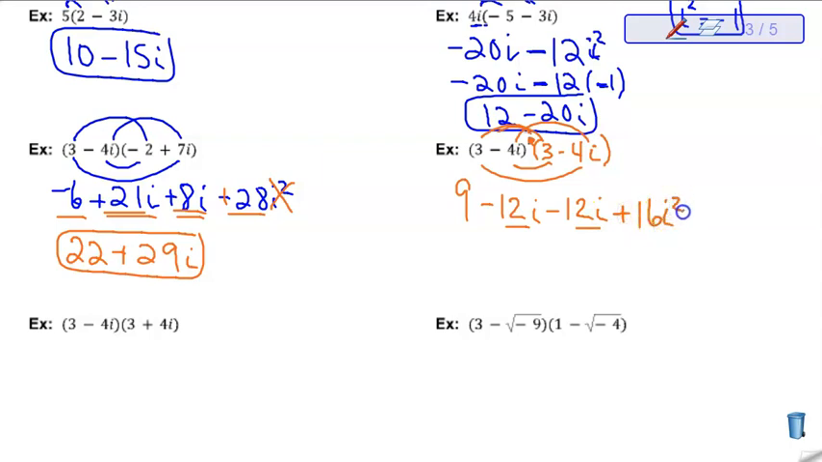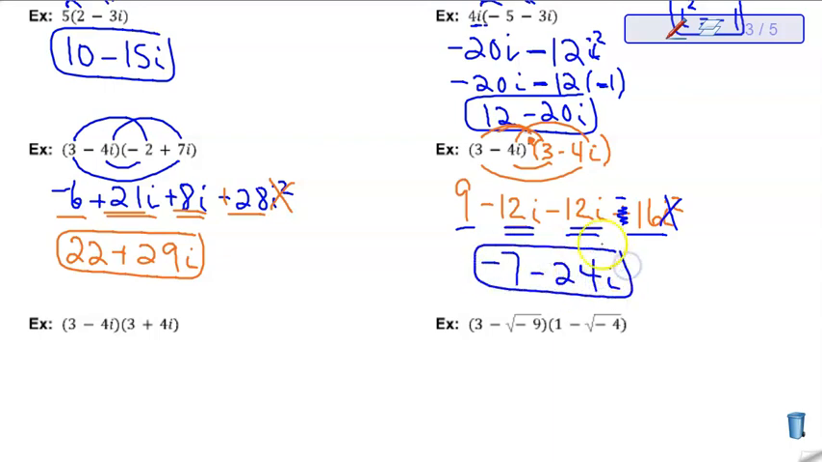I and I is I squared. But here we go with I squared. I squared is negative 1, therefore I'm going to change the sign on that. I'm going to combine my real parts. 9 minus 16 is negative 7. And combine my imaginary parts, which is a minus 24i. And that would be my final complex number. Okay?